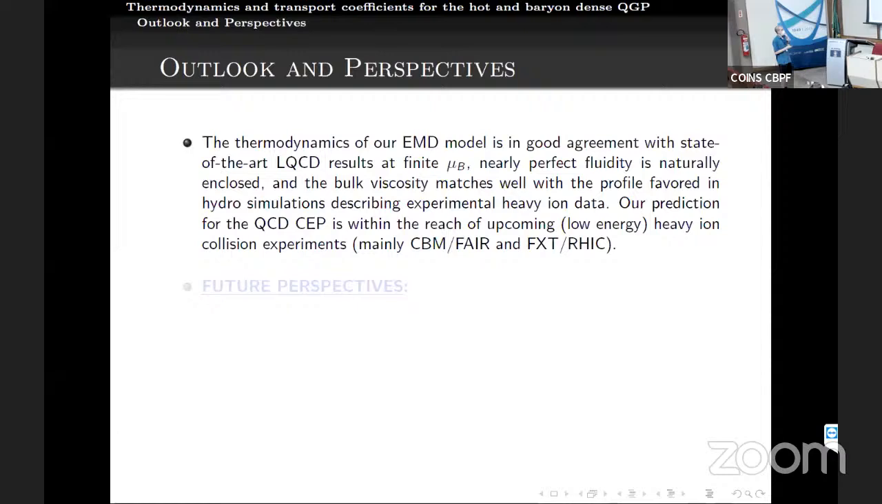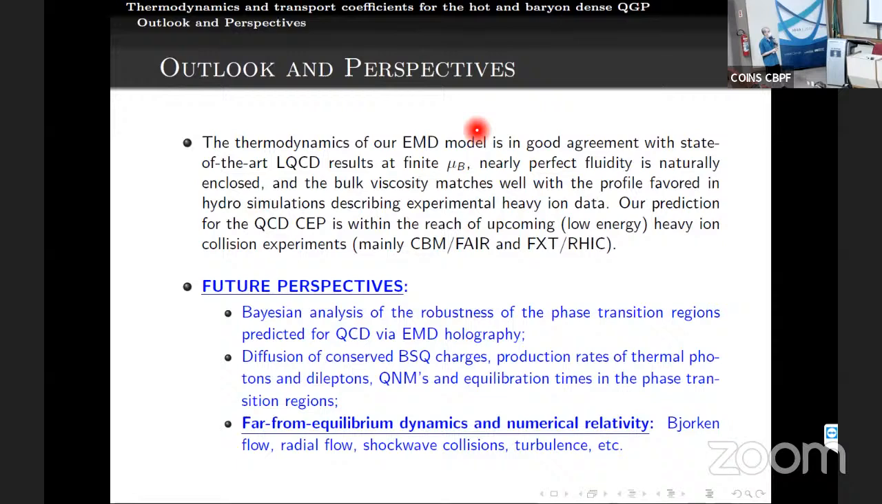The thermodynamics of our Einstein-Maxwell-Dilaton models is in good agreement with state-of-the-art lattice QCD results at finite baryon chemical potential. Nearly perfect fluidity is naturally encoded in almost any kind of holographic model. And the bulk viscosity matches well with the profile favored in hydrodynamic simulations describing experimental heavy ion data. And our prediction for the location of the QCD critical endpoint is within the reach of upcoming low energy heavy ion collision experiments, mainly at CBM at FAIR, and at RHIC operating in fixed target mode.